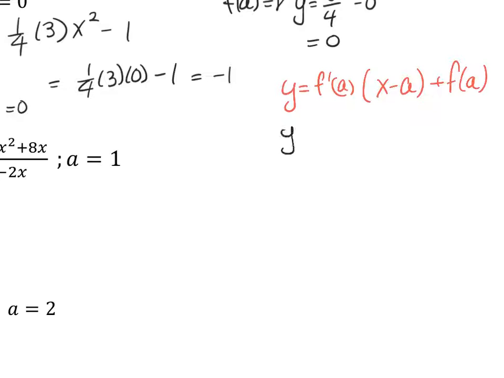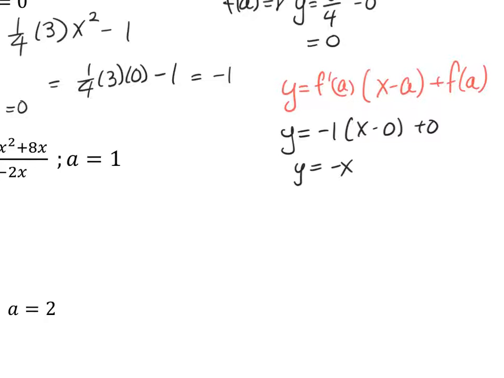This will then equal y. It's not the same y as before. This is the equation of the tangent, not the y as the function that we had. It is equal to, we know f prime of a is -1, times (x minus 0) plus 0. So in other words, y is equal to -x.